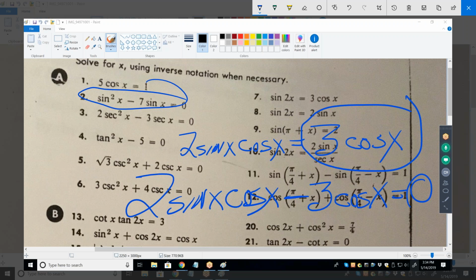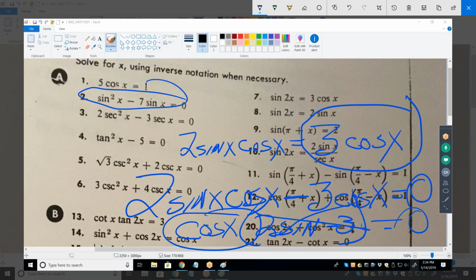So what am I going to do as the next step? Factor out the cosine x and you get cosine x times 2 sine x minus 3 equals 0. So cosine x equals 0, and sine of x equals 3/2. This one cannot be right because sine can never be 3/2. That's right. So I'm going to throw that one out. The only one I'm going to look for is cosine x equals 0.